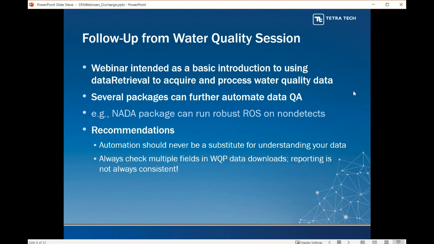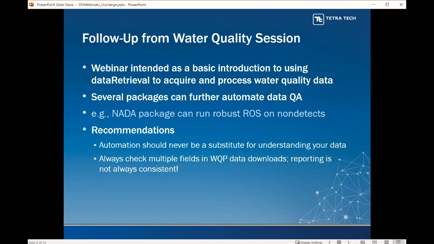For those of you who were present at the water quality session, there is one piece that I wanted to follow up on briefly. If you weren't there, this webinar was basically intended as a basic introduction to using the data retrieval package, which we will also be using today. The purpose was to acquire and process water quality data.